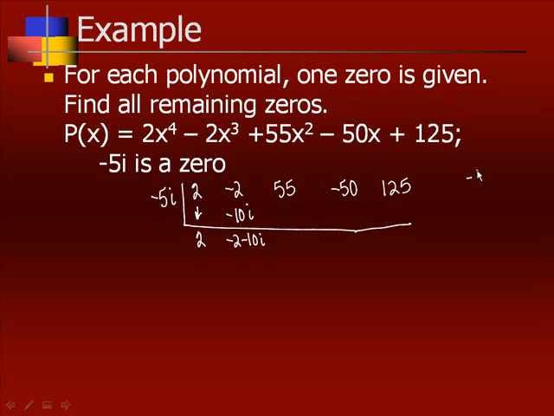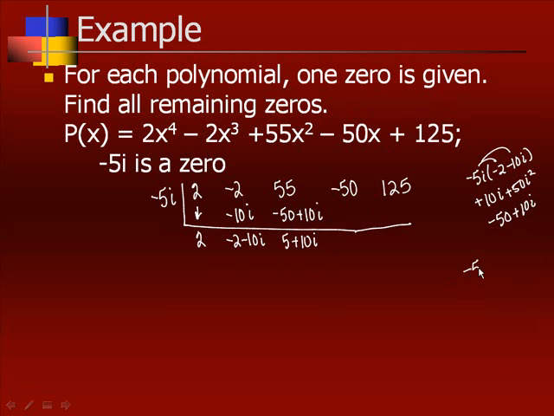Now in the next piece, we've got negative 5i times negative 2 minus 10i. So that would be a positive 10i plus 50i squared. But 50i squared would be negative 50, so we've got negative 50 plus 10i. Now we can add our like terms together. 55 minus 50 would be 5 plus 10i.